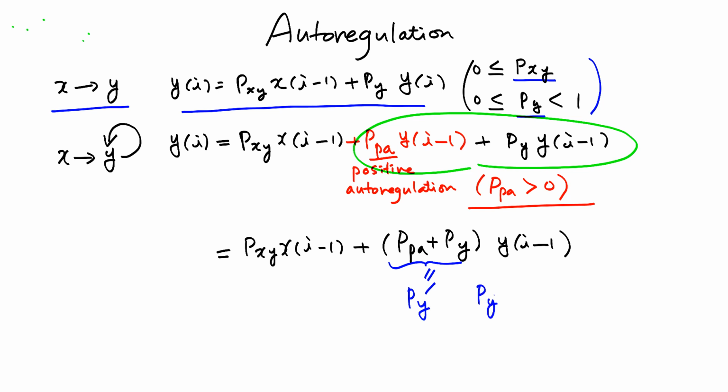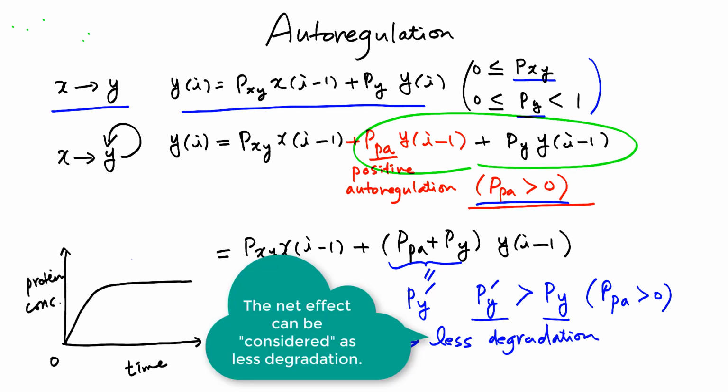P sub y prime is greater than P sub y, because we know that this P sub Pa is greater than 0. This means that you can consider this P sub y prime as a kind of new degradation parameter. And if that value increases, that means there is less degradation. Your steady state increases and also your response time increases.